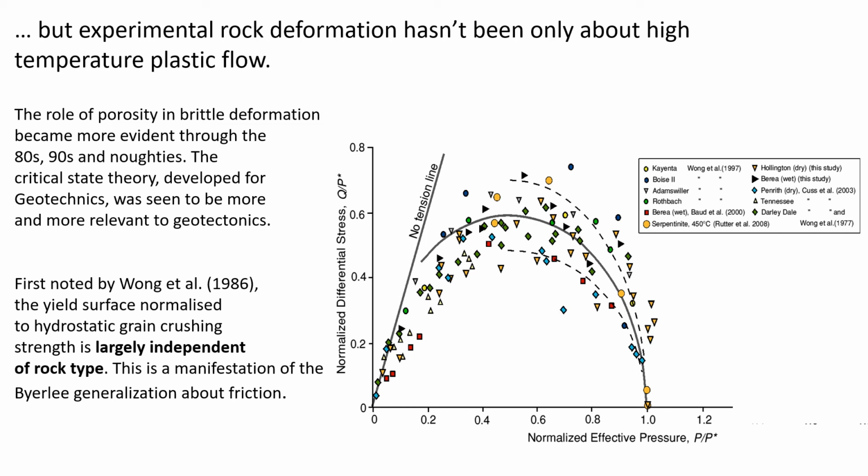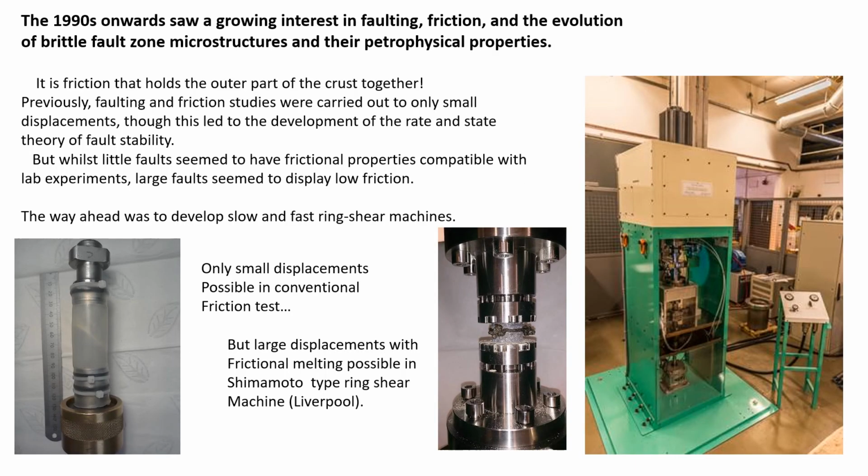In a further manifestation of the Byerlee frictional generalization, this type of normalized yield surface for a wide range of rock types deformed in this way tends to be approximately independent of rock type. As with plastic deformation, it was progressively realized that a small displacement test could not adequately characterize the development of fault strength and microstructures. And whilst for incipient faulting, lab-determined friction seems to fit with nature, this is often not true for big faults with large displacements.